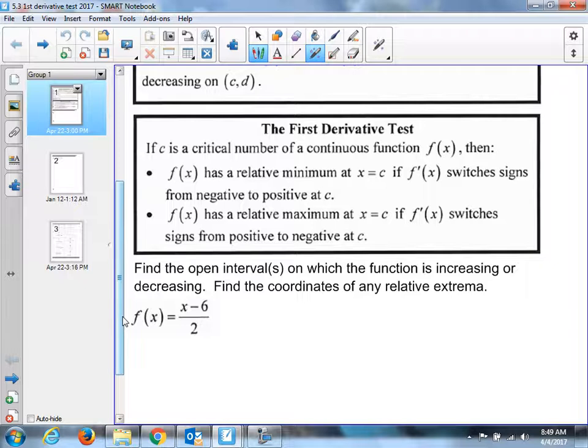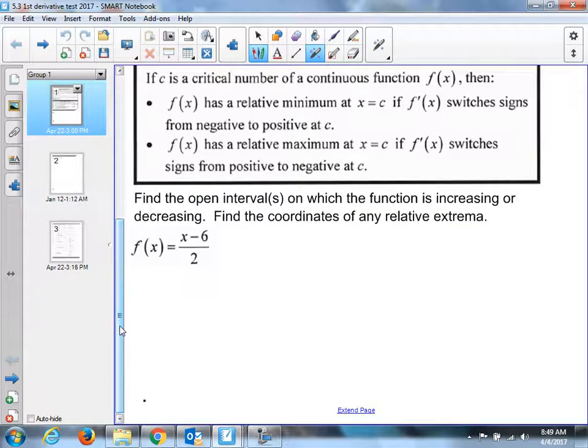So first, find the open intervals on which the function is increasing or decreasing. Find the coordinates of any relative extreme. Now, I take a look at this. First, if I think, oh, it's a rational function. No, it's a line, right? There's no divide by x portions of it. And for calculus reasons, I'd rather think of this as 1/2 x minus 3, distributing the divide by 2. So I'm going to write that out first, 6 divided by 2.